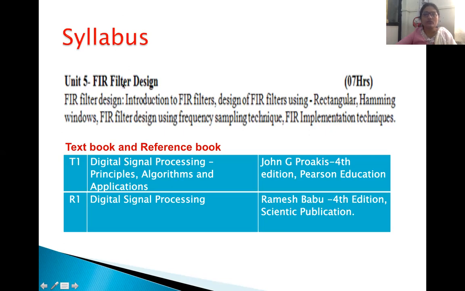For this particular chapter, you will have to use the books Digital Signal Processing: Principles, Algorithms and Applications by John G. Proakis, and Digital Signal Processing by Ramesh Babu. These are the two books that you will have to use for this chapter.